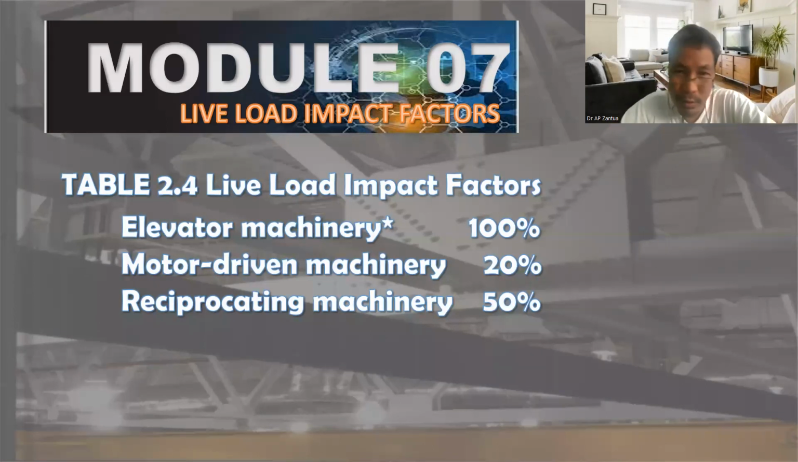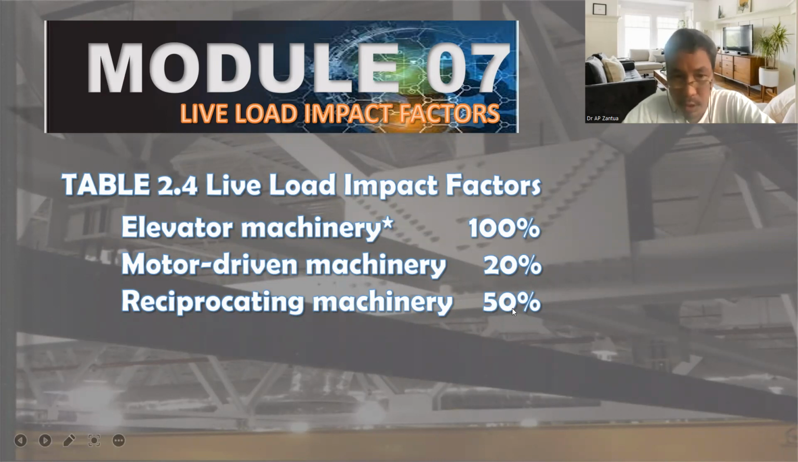Okay? So, motor-driven machinery or reciprocating machinery. For example, crane. Okay? So, crane is what? 20%. Okay? That is motor-driven machinery. So, reciprocating machinery, for example, cylinders. Okay? Cylinders, they are reciprocating machinery. So, the impact load is 50%.